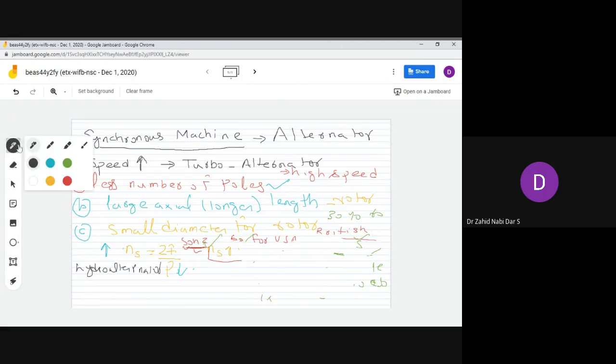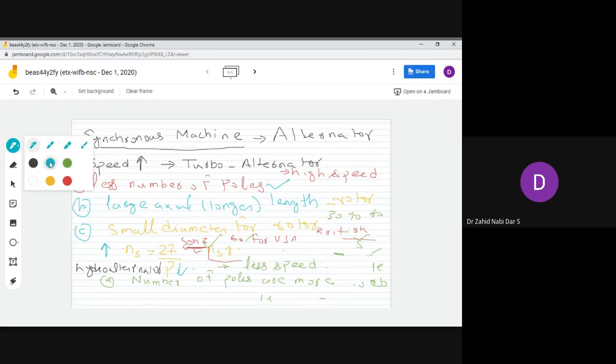So the first criterion that I'll be writing down here, the number one factor, is that the number of poles is more. This is for a hydro alternator, which is a low speed machine.